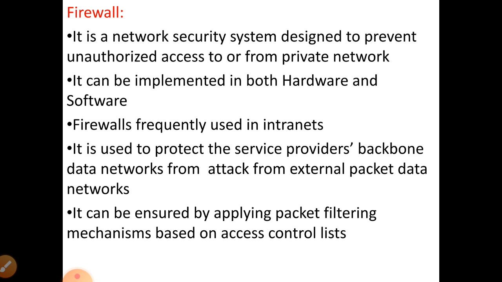Next we go for the fifth subdivision, which is the firewall. What is the meaning of firewall? It is a network security system to prevent unauthorized access from or to a private network. That is, an unknown person should not be able to enter and access your original data network. For this purpose, we use the firewall. This firewall can be implemented in both hardware as well as software.